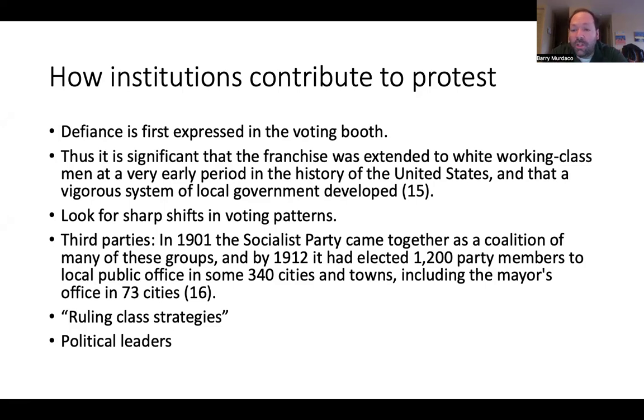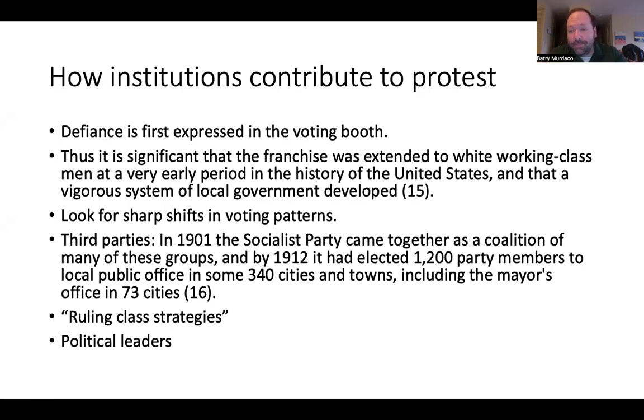They also mentioned the important historical role that third parties play in elections as well. So they mentioned the Socialist Party. They write here that in 1901 the Socialist Party came together as a coalition of many other socialist groups. And by 1912 it had elected 1,200 party members to local public office in some 340 cities and towns, including the mayor's office in 73 cities. It's quite a lot, actually, when you think about it, to think that there were, at one point, 73 socialist mayors in the United States.